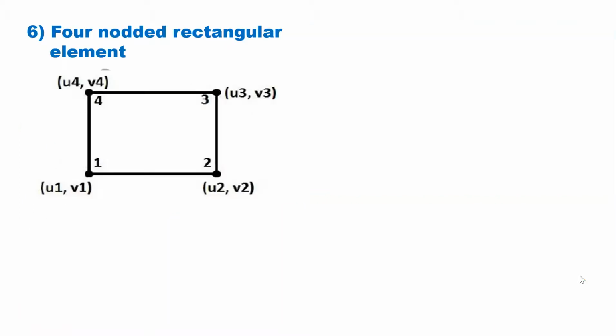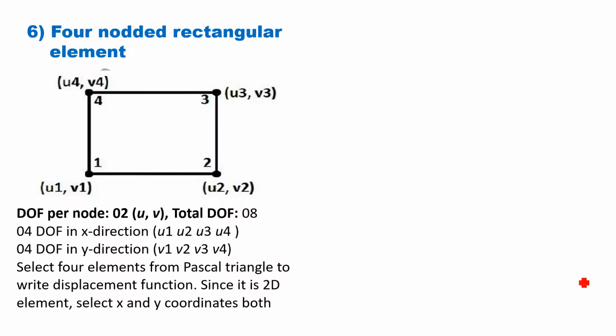Then we can consider the rectangular element now. It is called a 4-noded rectangular element. Since there are 4 nodes and at each node there are 2 unknowns, x directional displacement u and y directional displacement v, the total unknowns will be 8, which are called the total degrees of freedom. Out of 8, 4 degrees of freedom are in the x direction and 4 in the y direction. Displacement in x direction is equal to u, displacement in y direction is equal to v.